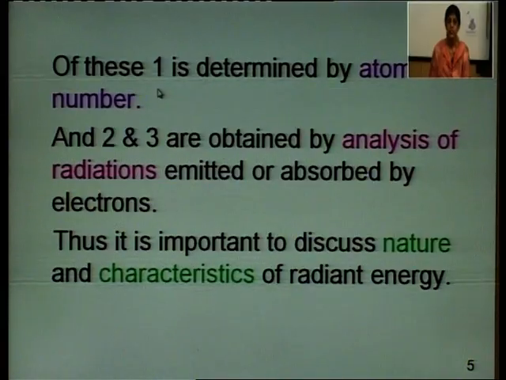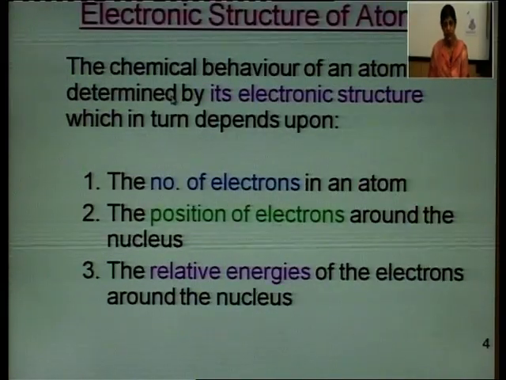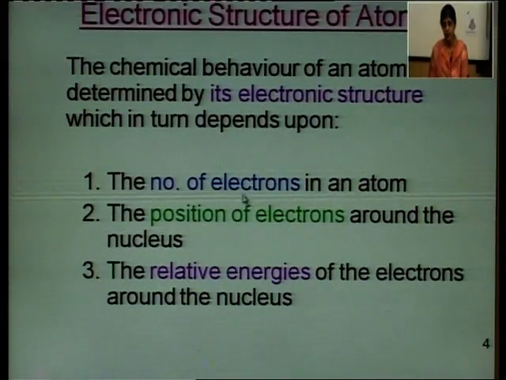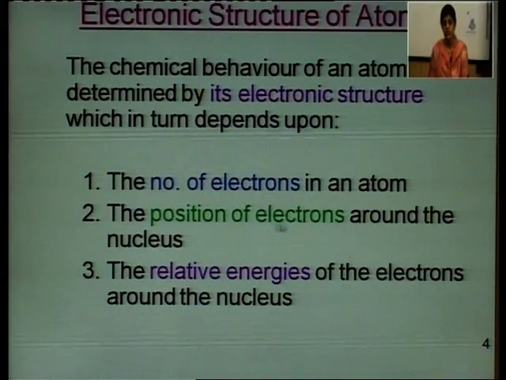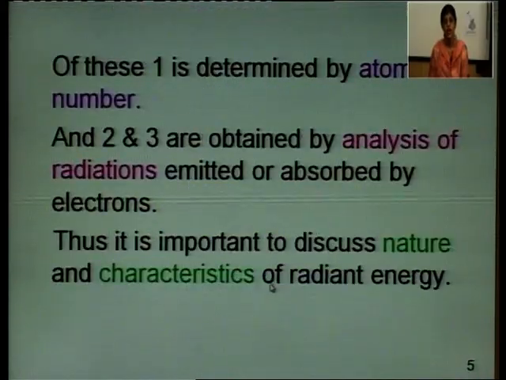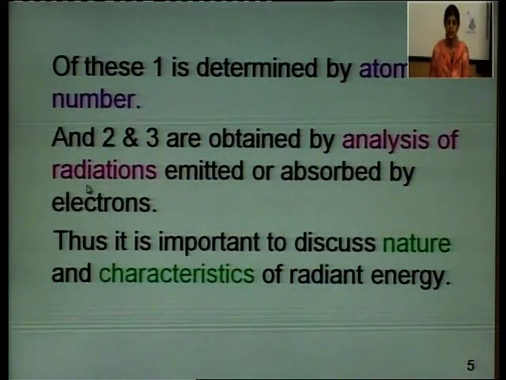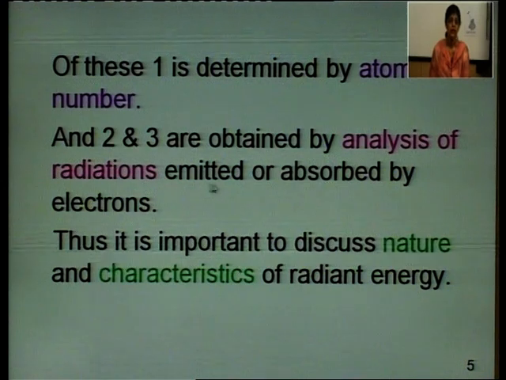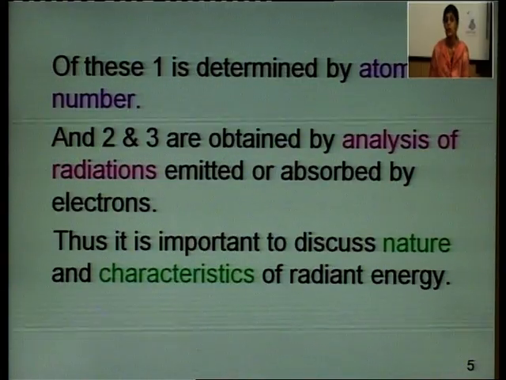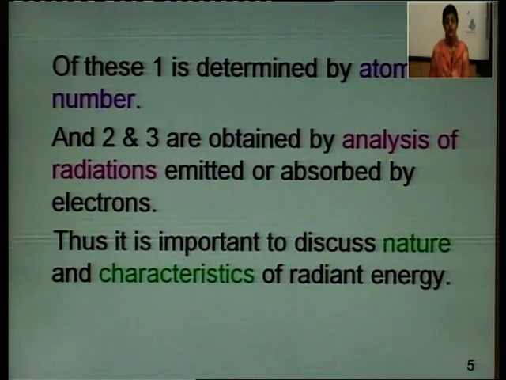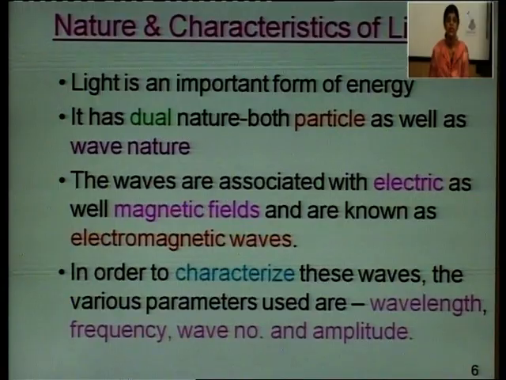Of these, the number of electrons is determined by the atomic number. The position of electrons and relative energy of electrons are determined by the analysis of radiations that are emitted or absorbed by the electrons. So, it is very important to discuss the nature and characteristics of the radiant energy. First, we will discuss the characteristics of the radiant energy.